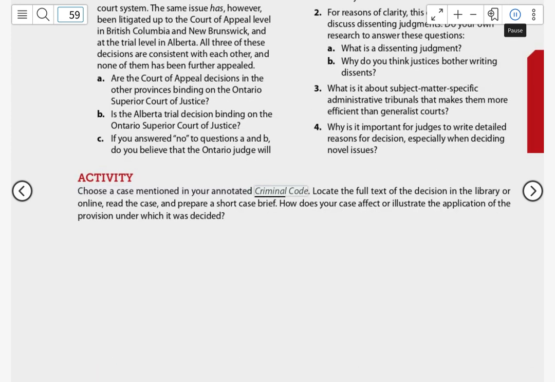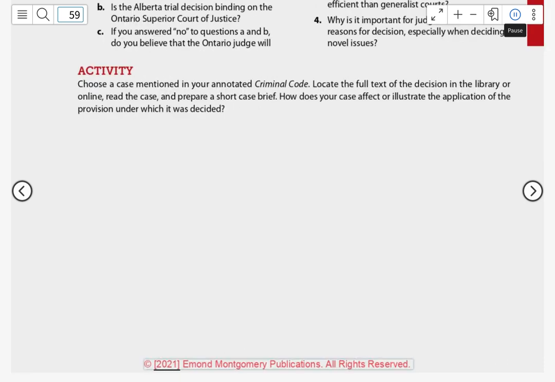Activity: choose a case mentioned in your annotated criminal code. Locate the full text of the decision in the library or online, read the case, and prepare a short case brief. How does your case affect or illustrate the application of the provision under which it was decided?